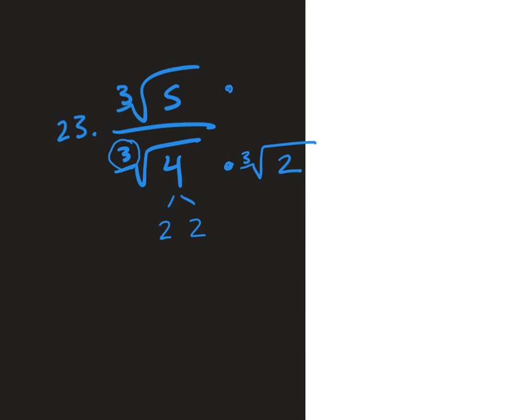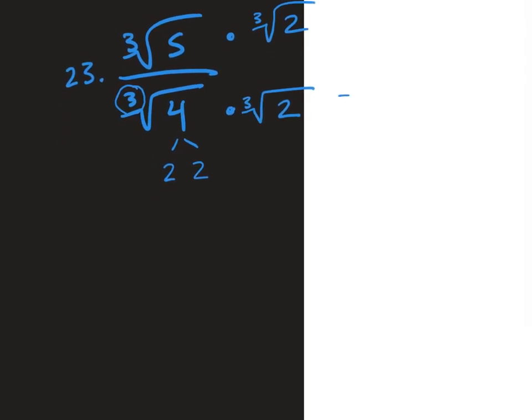Whatever we do on the bottom, we have to do on the top. Everybody with me so far? So in the denominator, we have the cubed root of 4 times the cubed root of 2, which would be the cubed root of 8. 8 breaks down into 2, 2, and 2. Circle all 3 of our 2's. So what do we get in the denominator? 2.